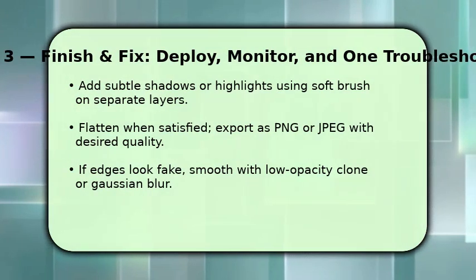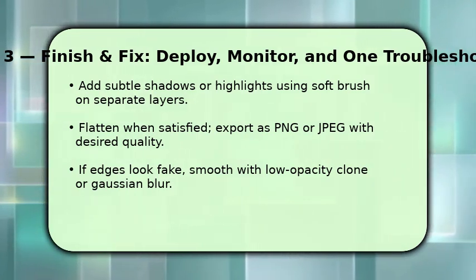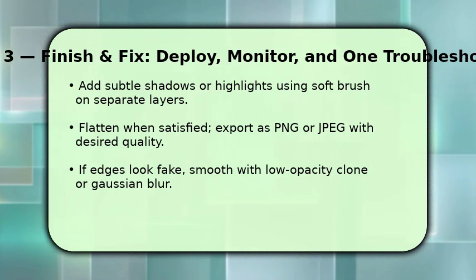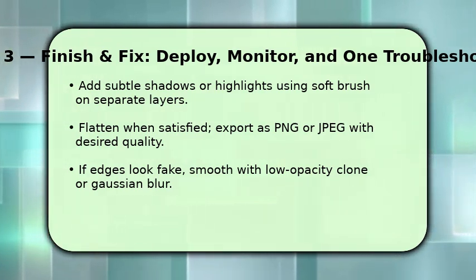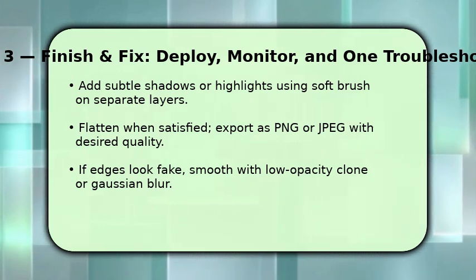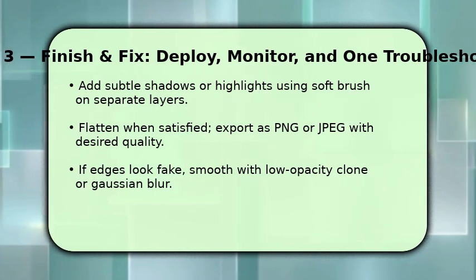Finish by refining edges and adding depth. Create a soft shadow layer under the text with low opacity and paint subtle highlights where the light hits. This makes text feel part of the scene. When you're satisfied, flatten or export layers as PNG for transparency or JPEG at high quality for photos.